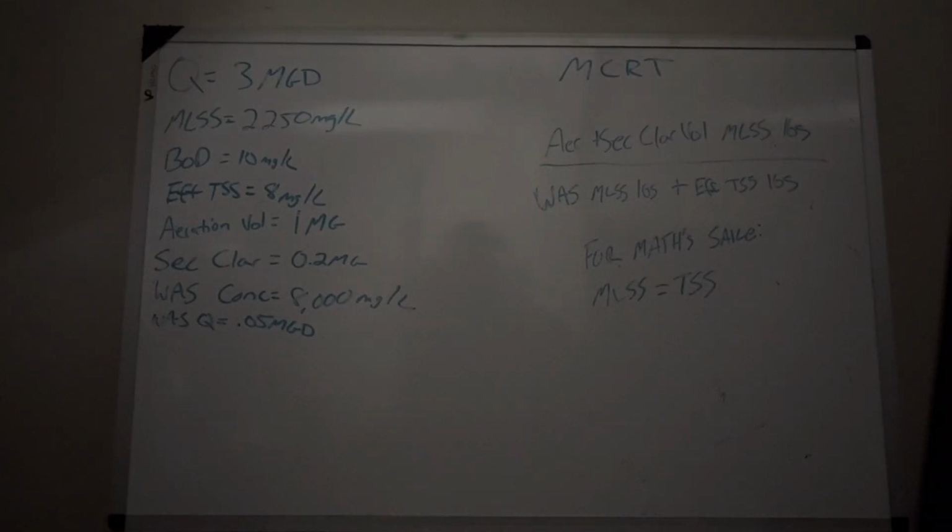The WAS concentration. I want to talk about that real quick because when I was studying for this and I wasn't working in an activated sludge plant, I had no idea what this stuff meant. And why was the MLSS in aeration 2250, but the WAS concentration is 8,000? How in the hell does that happen?